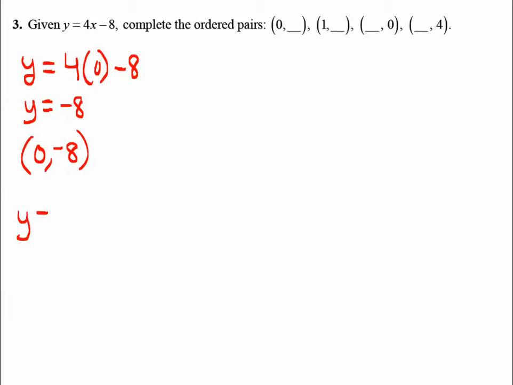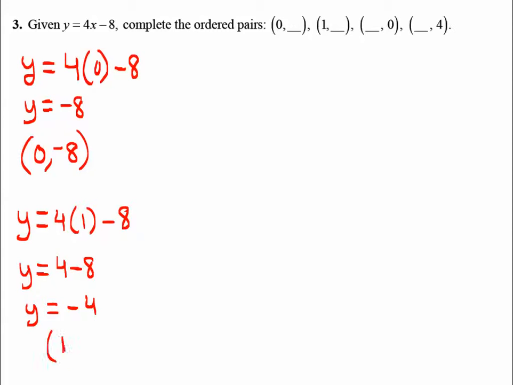Totally like that one, since it's solved for y. Plug in a 1, and again, still no algebra to do, because 4 times 1 is 4, and 4 minus 8 is a negative 4. I like that as well.